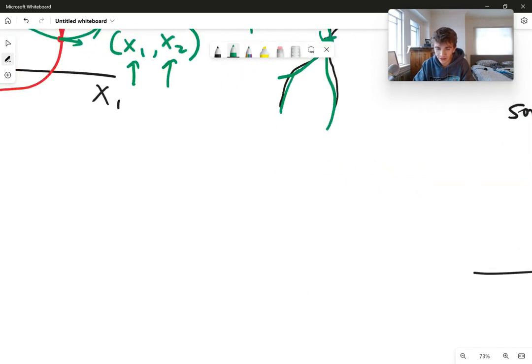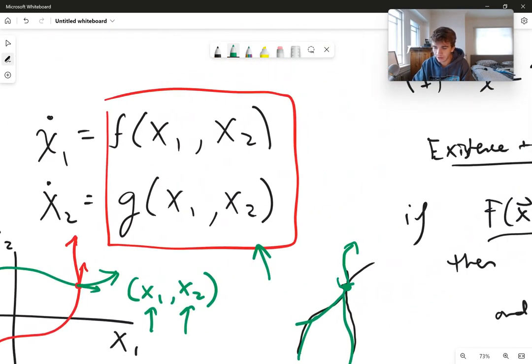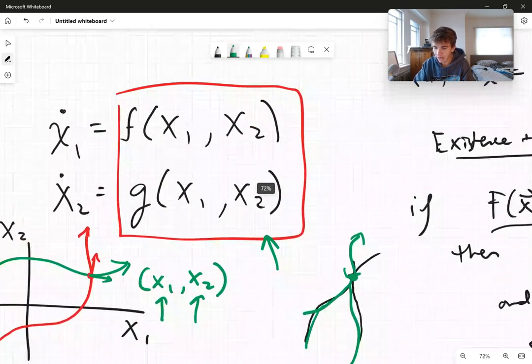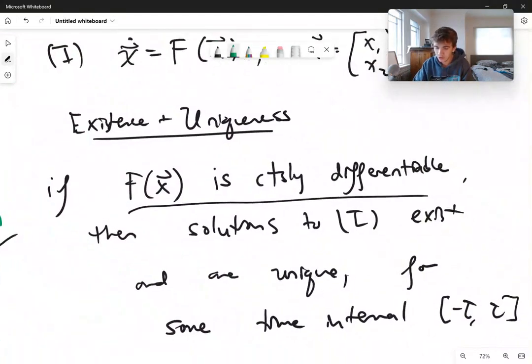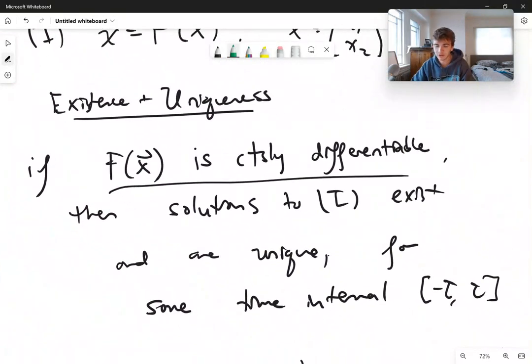Now, I will say that going into the proof of this theorem, we can actually relax this condition a little bit. So we don't actually need to require that f of x is continuously differentiable. We just need to require that it's Lipschitz continuous, okay? But this is something that I'll probably talk about when I cover higher level differential equations. And so I wouldn't worry too much about it right now.